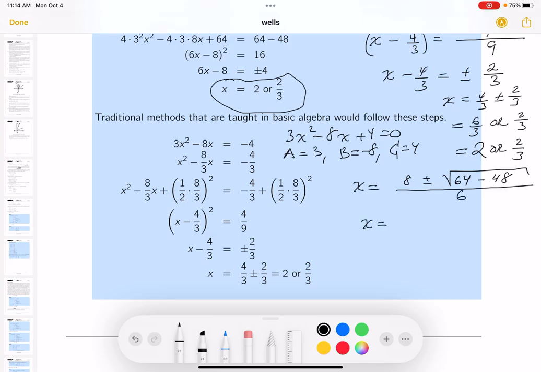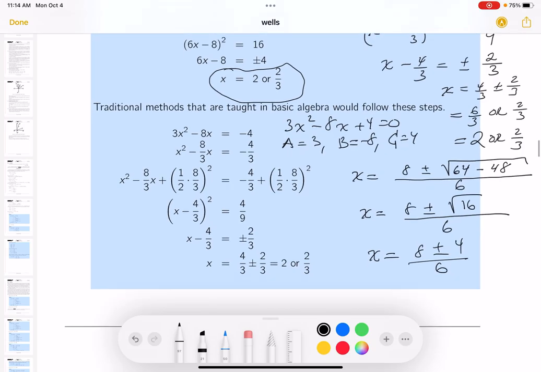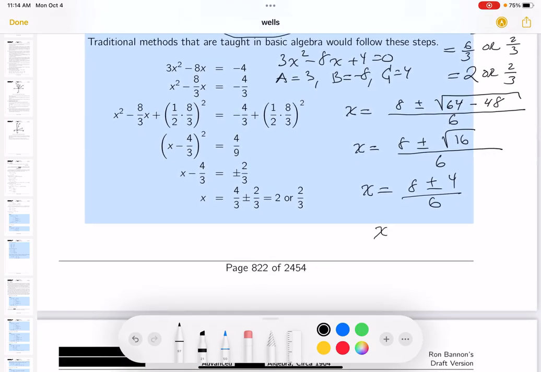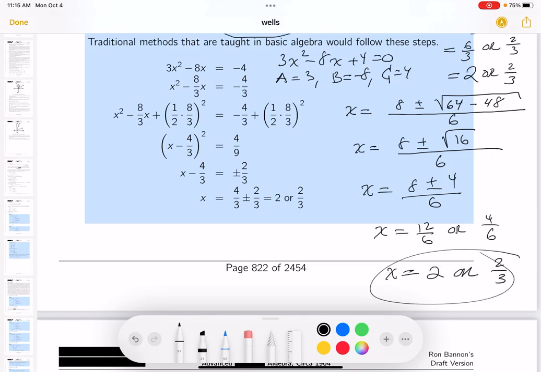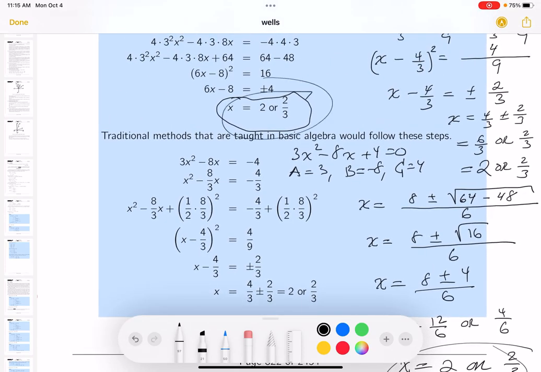x equals 8 plus or minus the root of, let's see, 64 minus 48, that would give you 16, right? Over 6. x equals 8 plus or minus the square root of 16, which is 4, over 6. Again, it's a lot of work. x equals, let's see, 8 plus 4 is 12 over 6, or 8 minus 4, which is 4 over 6. What do you get here? x equals 2 or 2 thirds. Are we getting the same answer? Yeah, we're getting the same answer every single time.